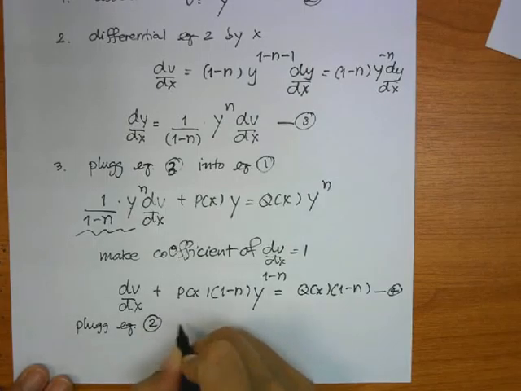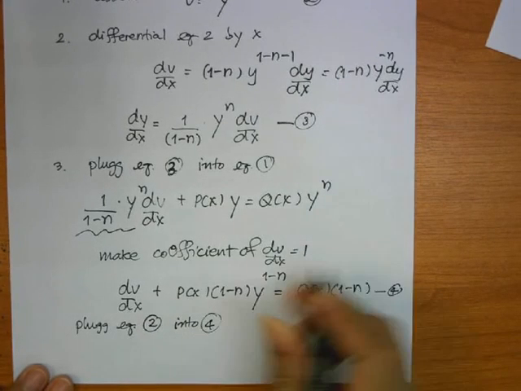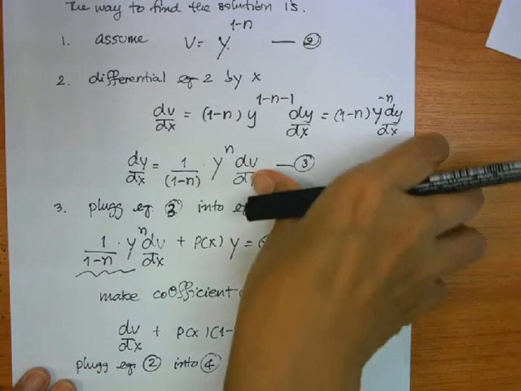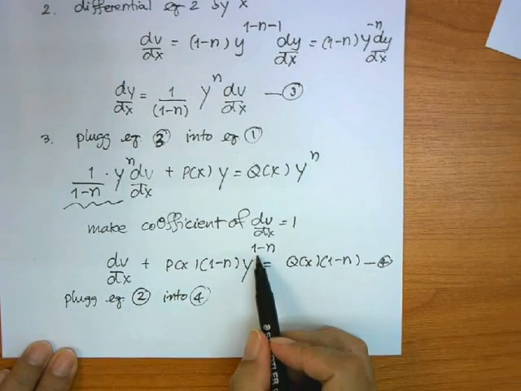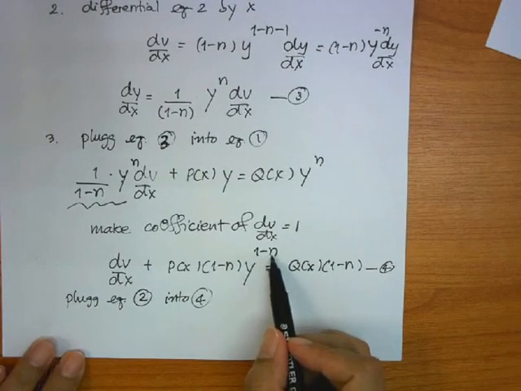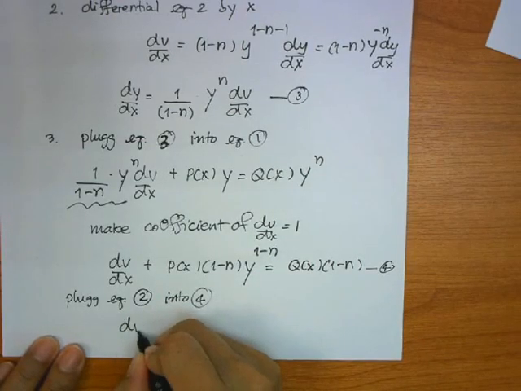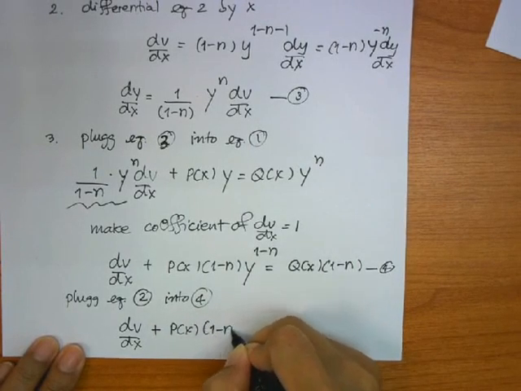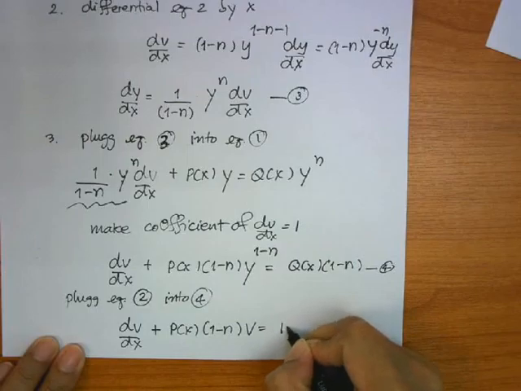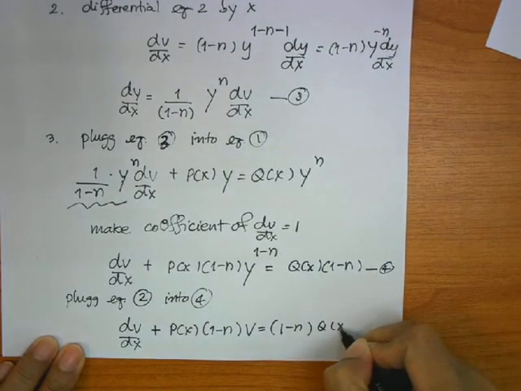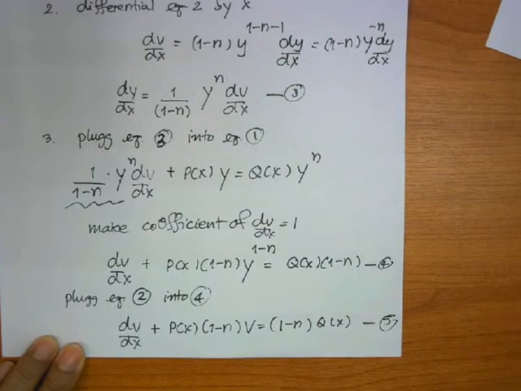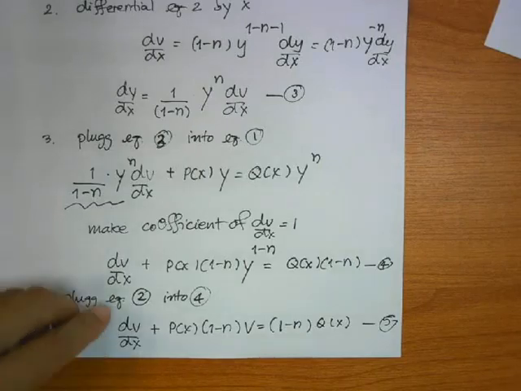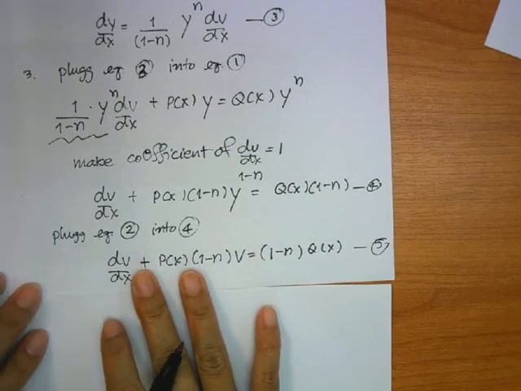And then you plug equation 2 into 4. Equation 2 says that v is equal to y to the power 1 minus n. We have y to the power of 1 minus n there, so just change this to v. You would get dv/dx plus p(x) times 1 minus n times v equal to 1 minus n times q(x). This is equation 5. If you take a look at equation 5, you would know that you have a linear differential equation, right?